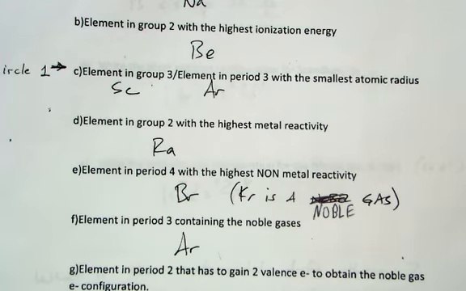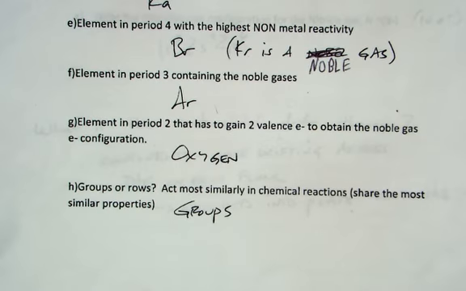And then lastly, we have groups. Which ones act more similar chemically, I should say, is going to be groups. That's why we call them families as well.